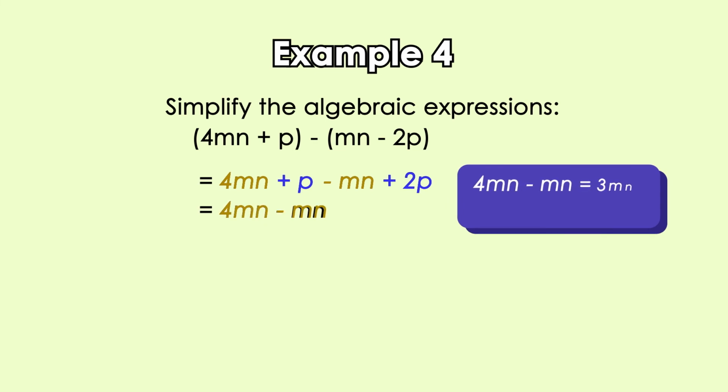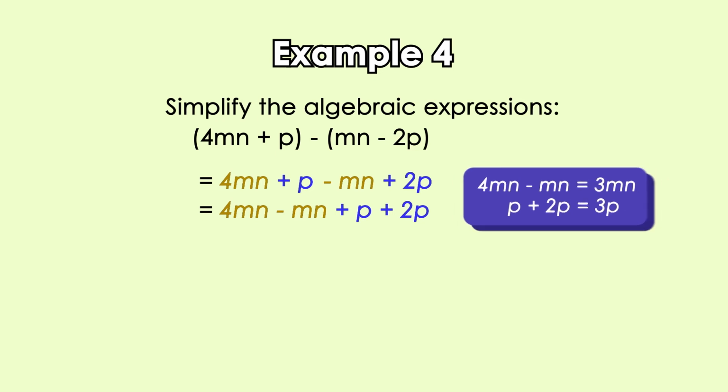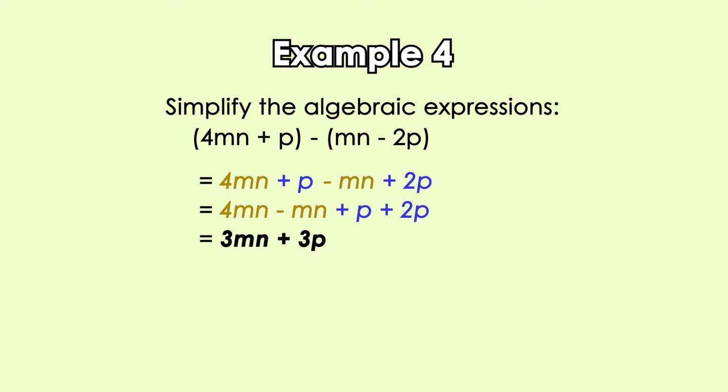4mn minus mn equals 3mn. P plus 2p equals 3p. So, the simplified algebraic expression is 3mn plus 3p. Would you like to explore a more challenging question? That's the spirit. Let's do this.